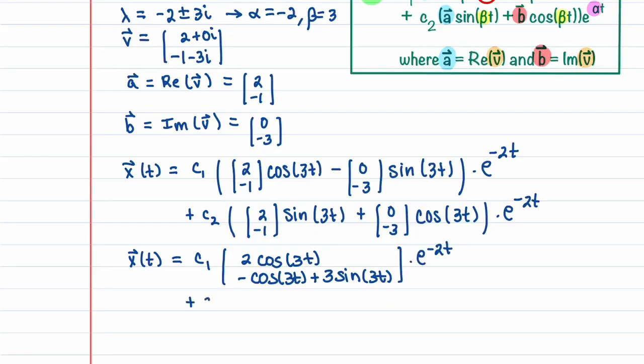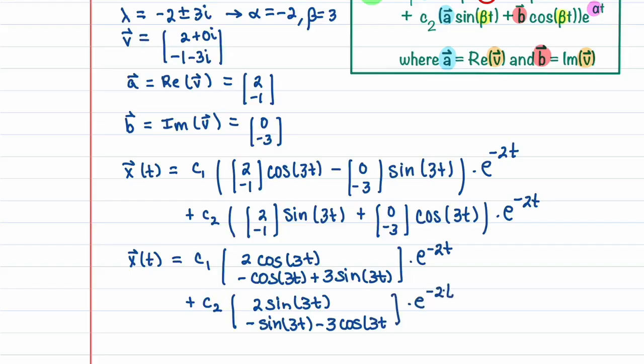And now hang with me, we have one last part. We have c2. Now we're looking at our second set of vectors, and we're going to combine those. So we get 2 sine 3t for our first component, and then our second component is minus sine 3t minus 3 cosine 3t. And this is also multiplied by e to the minus 2t. And here's our final solution.